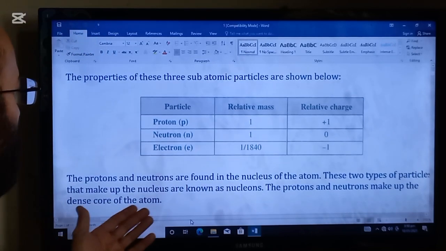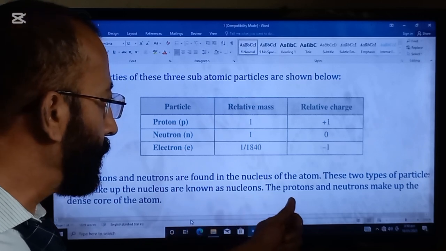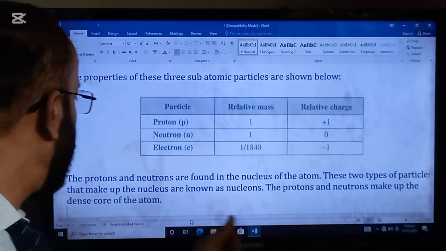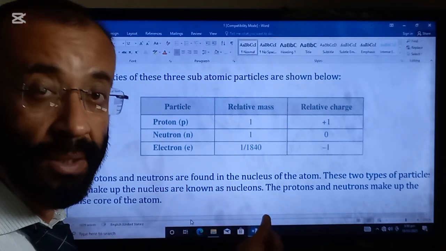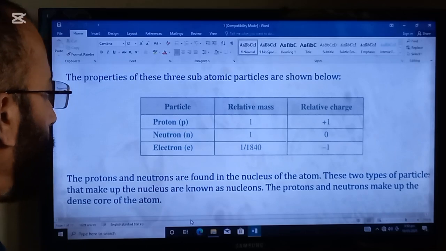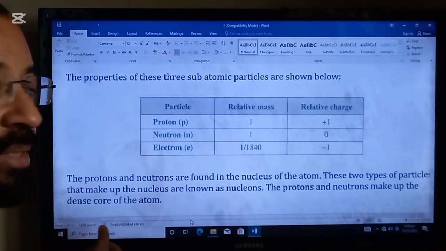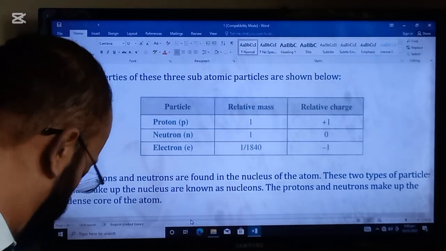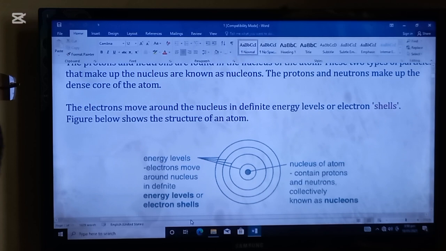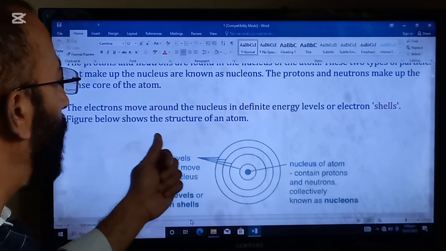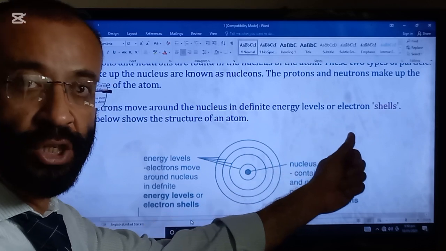The protons and neutrons are found in the nucleus of the atom. These two types of the particles that make up the nucleus are known as nucleons. The protons and neutrons make up the dense core of the atom. The electrons move around the nucleus in definite energy levels or electron shells.